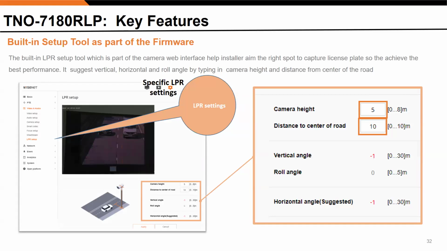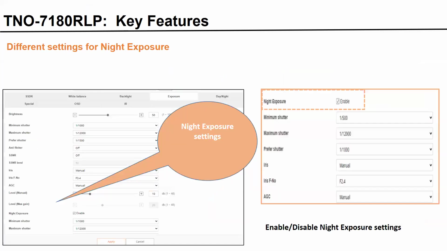Specifically in the TNO 7180 RLP, it does have some additional settings you can put in the camera's web page, to help the camera be even more accurate and adjust and configure on its own the camera height and the distance to the center of the road. Like I mentioned about day and night, there is a night exposure option, so you can have different settings for day versus nighttime to optimize it. So you can configure that on the TNO 7180 model.